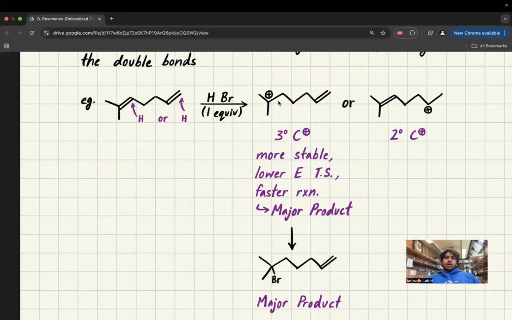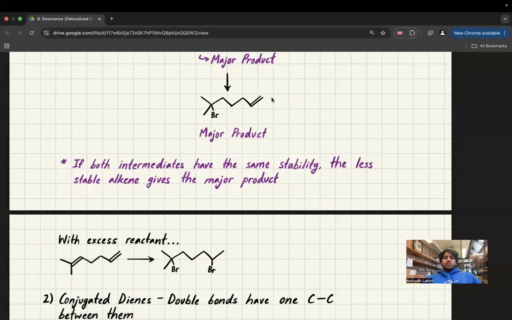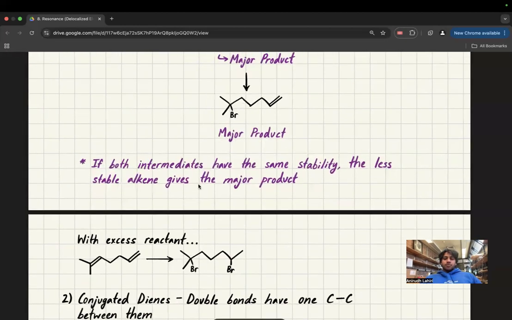If you move this here to here, hydride shifts and methyl shifts generally can only occur across one bond. You can only really move from here to here. Some people say that hydrogens aren't smart enough to move the plus here. Basically, you can only hydride shift one position or methyl shift one position. If both intermediates have the same stability, the less stable alkene gives the major product.